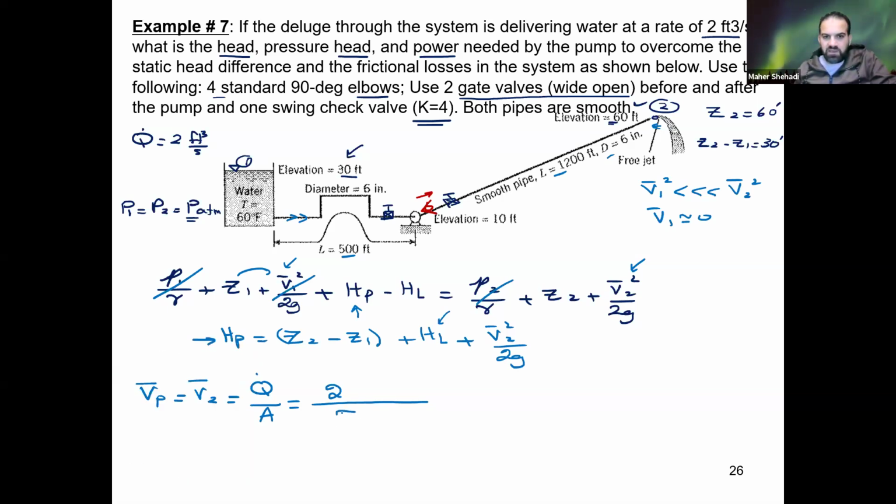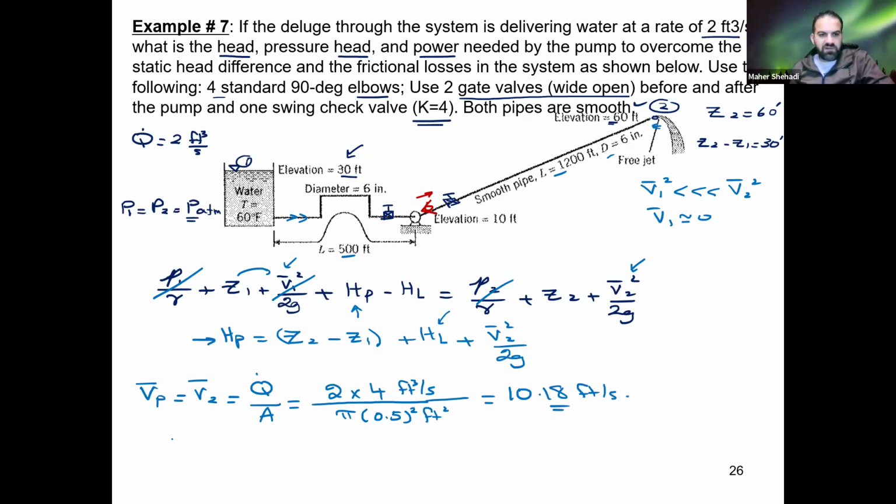All right, the area is pi over 4, so I'll multiply here by 4 times the diameter, 6 over 12, so that's 0.5 squared. This would be in foot squared. This would be in cubic feet per second. So we'll have the velocity in feet per second. I got 10.18 feet per second.